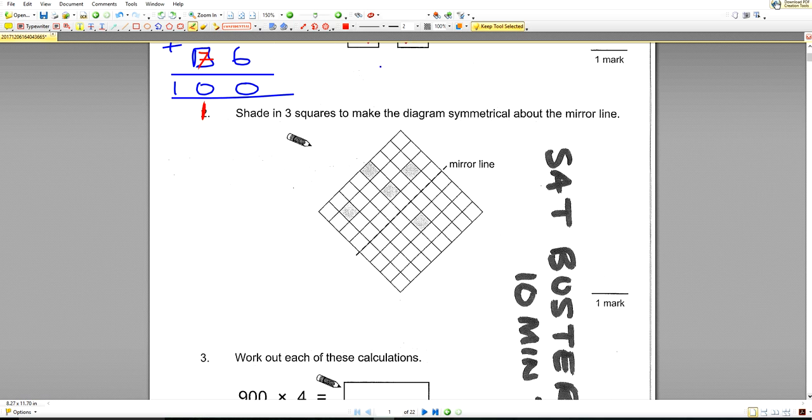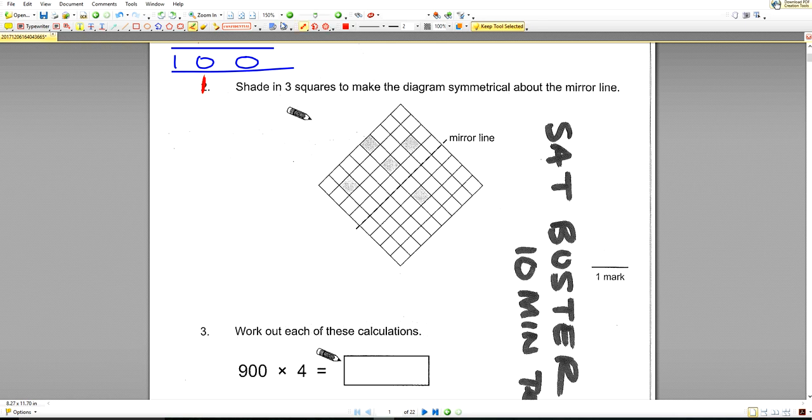Question number 2 now. Let's get the rubber because I've written on top of something. Shade in 3 squares to make the diagram symmetrical about the middle line. Now, remember that the original shape has shading here, here, here, and here. They've given us a mirror line here. This is where we're going to reflect the shape over it.